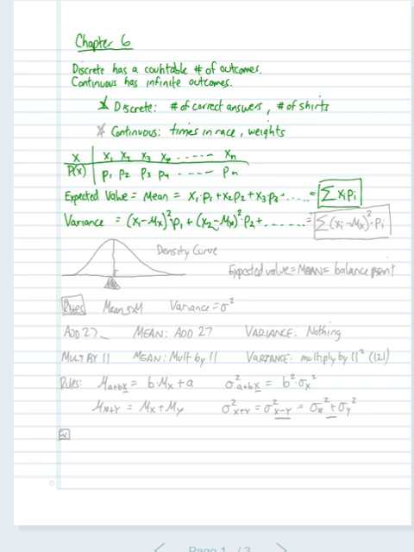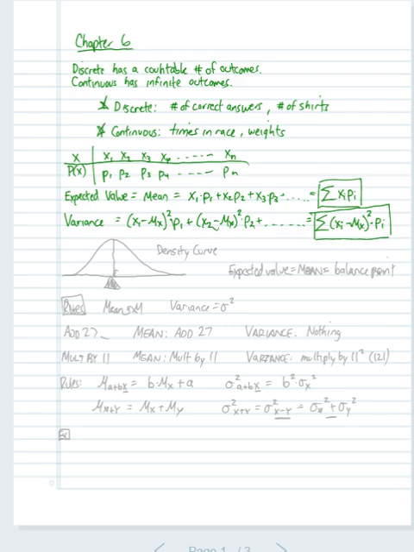Now the nice short way of writing that using sigma notation, it is the sum of each individual x value, x sub i, minus the mean, mu sub x, quantity squared, multiplied by the respective probability, p sub i. So there is your formula for the variance. Now, if I asked you for standard deviation, you would, of course, calculate the variance and then simply take the square root of it at the end.